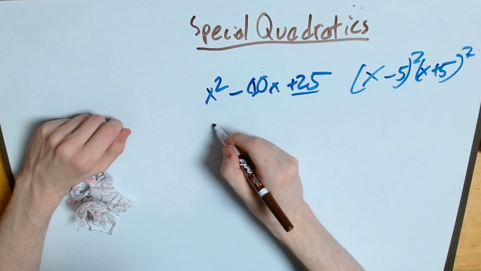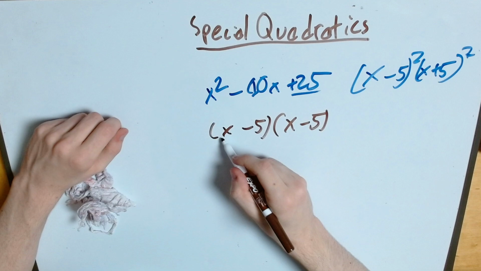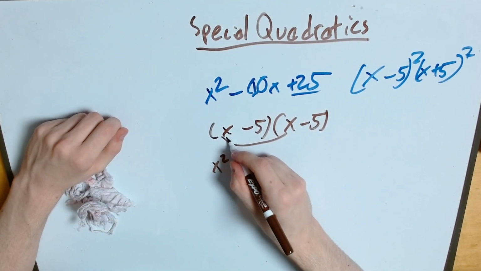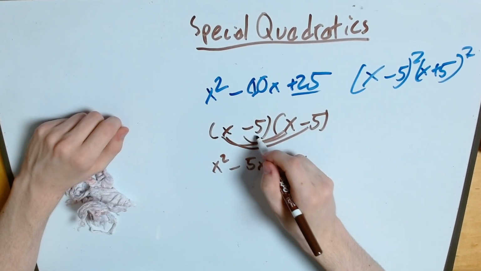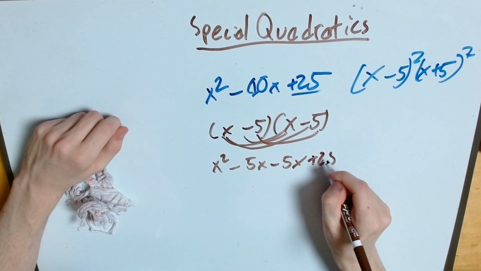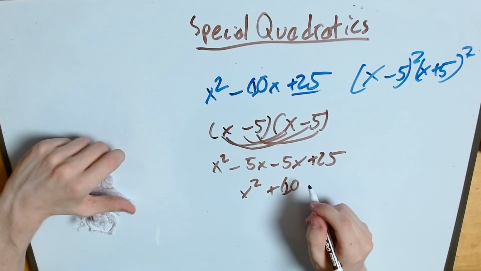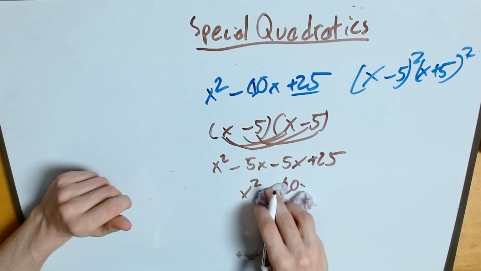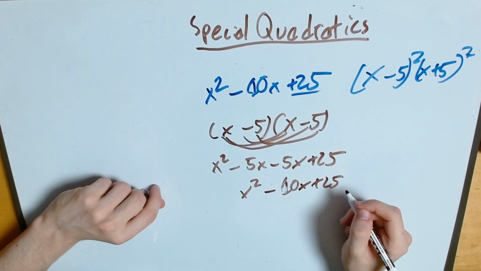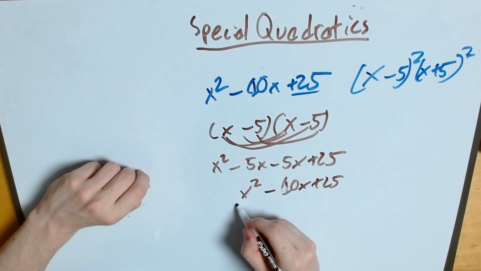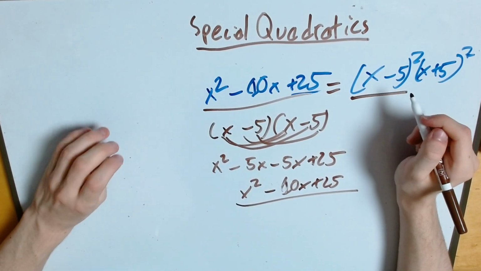So x minus 5 times x minus 5, right? That's going to be x squared. That's going to be minus 5x. That's going to be minus 5x. That's going to be positive 25. So we're going to have x squared minus 10x plus 25. Now we see right here, oh, hey, that exactly matches that. So I know, hey, this is just factored.